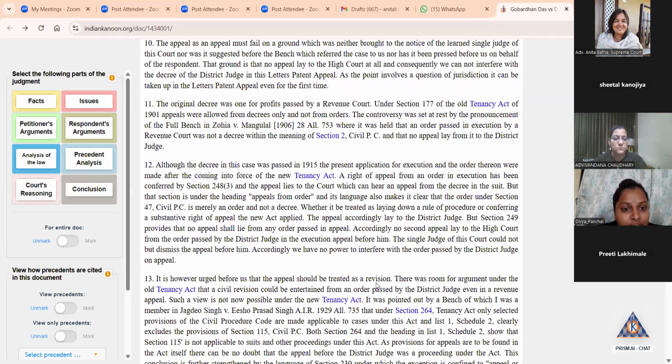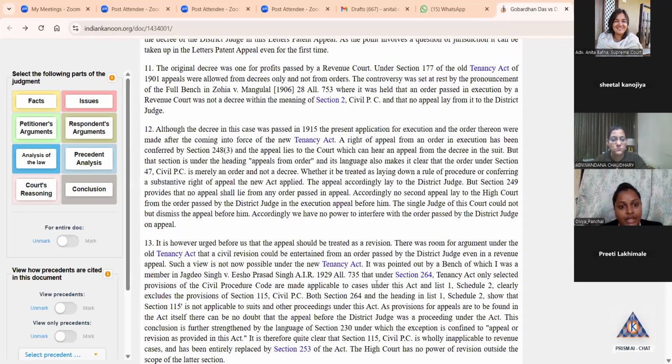But that section is under the heading Appeals from Orders, and its language also makes it clear that the order under Section 47 Civil Procedure Code is merely an order and not a decree. Whether it be treated as laying down a rule of procedure or conferring a substantive right of appeal, the new act applied. The appeal accordingly lay to the district judge, but Section 249 provides that no appeal shall lie from any order passed in appeal.